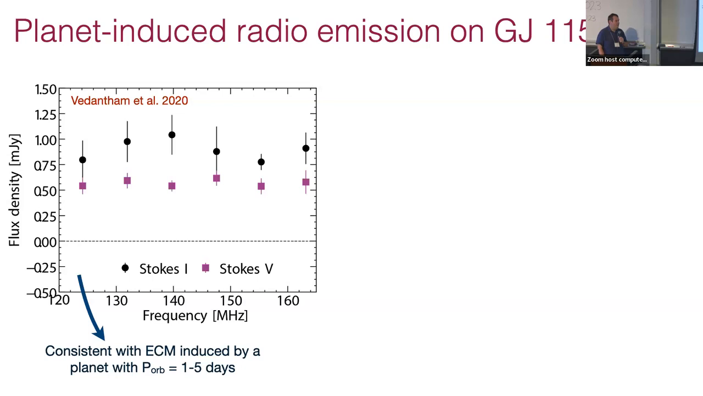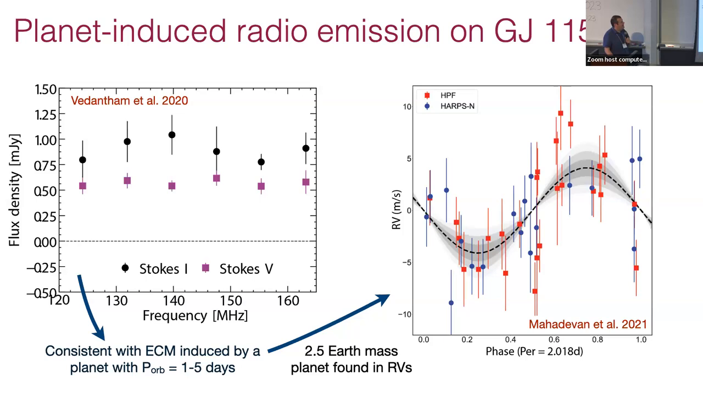Just a year later, there was a radial velocity campaign using the Habitable Zone Planet Finder and the HARPS-North spectrograph, and Suvrath Mahadevan's team actually found the planet. This was a really cool case where the spy came first and the planet was found later. They found a 2.5 Earth mass planet in a 2 day orbit around the star. I think this is one of the really cool potentials for the future, where we could actually use radio emission to try and find exoplanets.